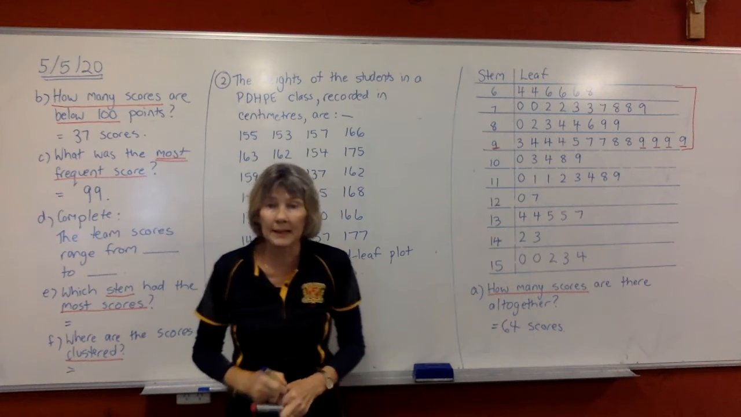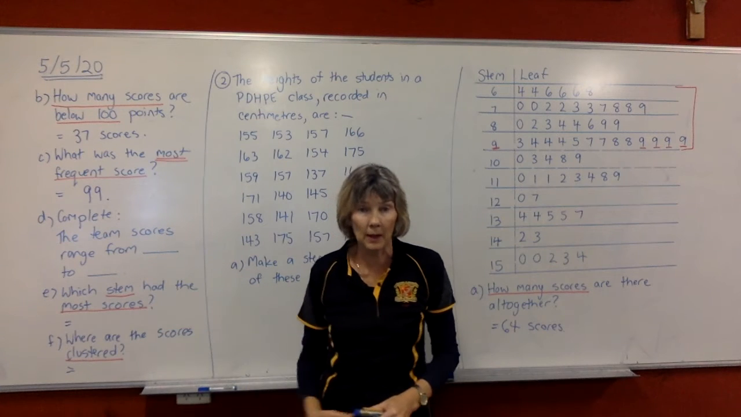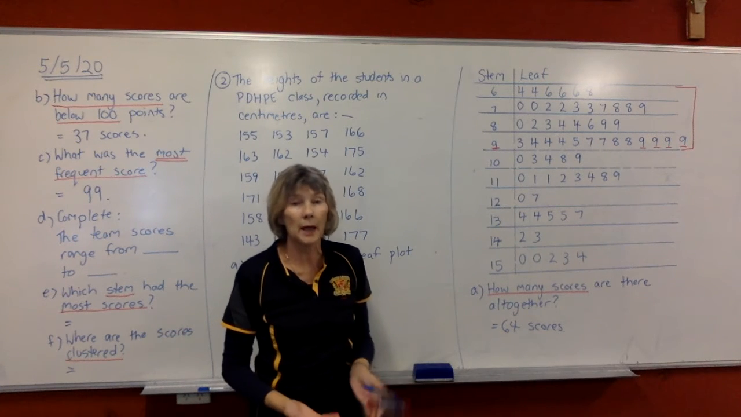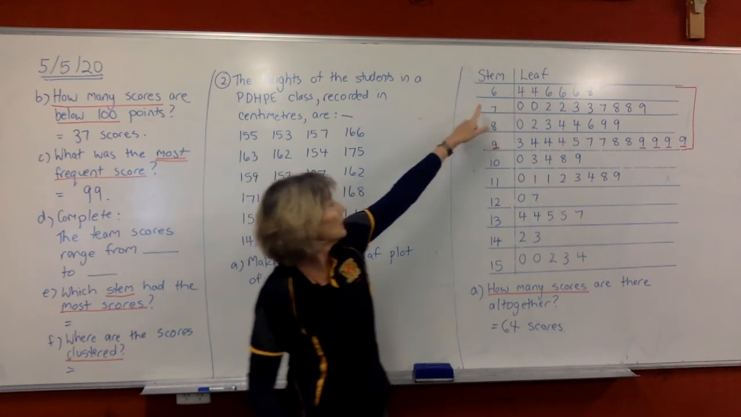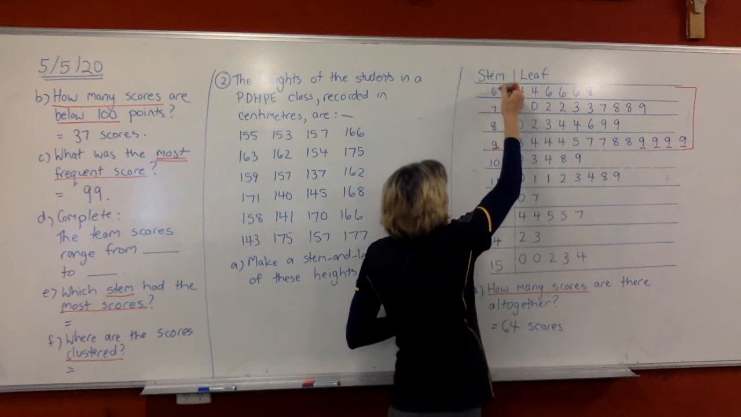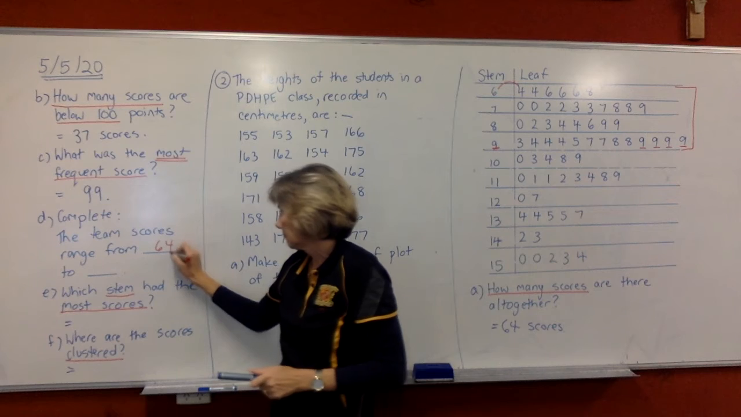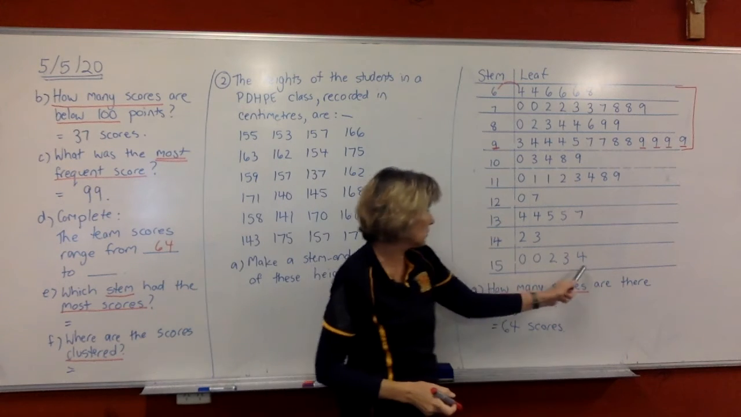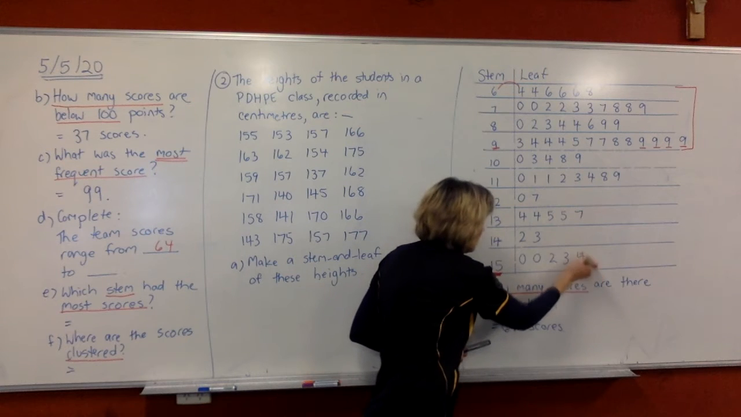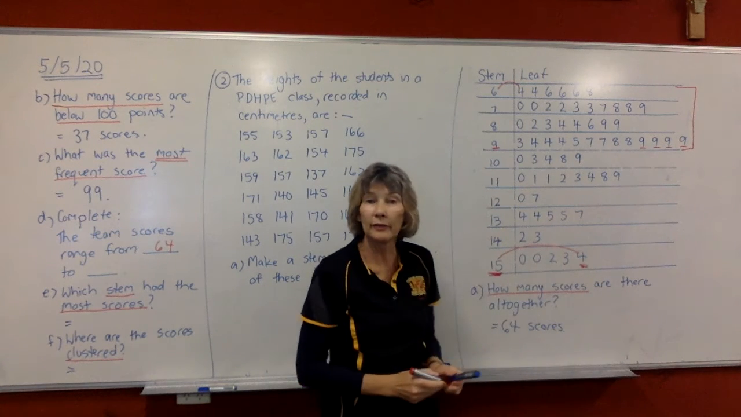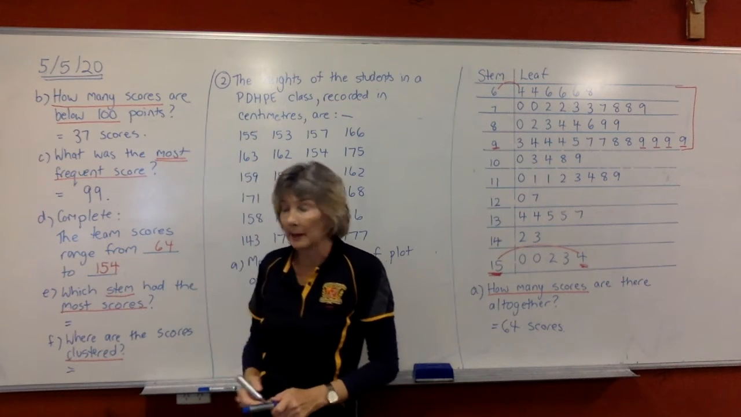The next one, we're completing a statement. The team scores range from something to something. They want to know what the lowest score is and what the highest one is. So the lowest one is the first one we wrote right at the top here, and join it up from there to there. It's 64. Let's write it in. And the biggest one is the last one you wrote right down here. So let's join this to this. 154. That's a big score in an AFL game.